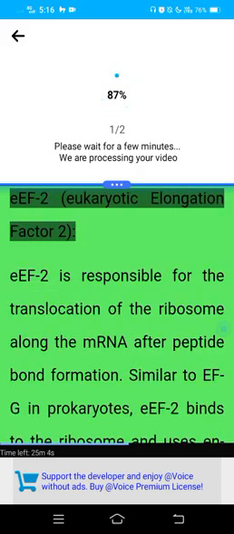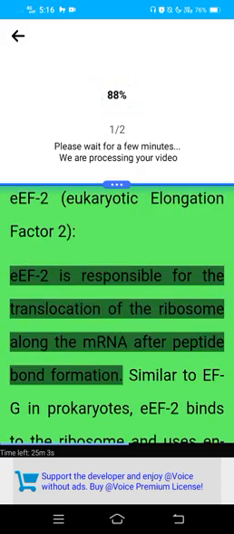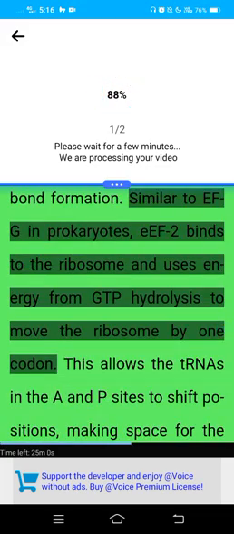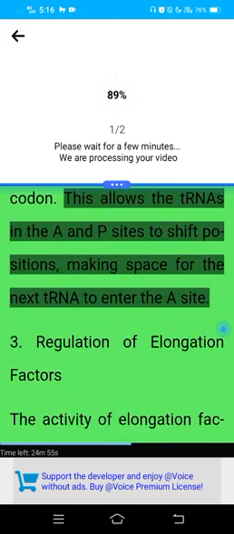EF2, eukaryotic elongation factor 2. EF2 is responsible for the translocation of the ribosome along the mRNA after peptide bond formation. Similar to EF-G in prokaryotes, EF2 binds to the ribosome and uses energy from GTP hydrolysis to move the ribosome by 1 codon. This allows the tRNAs in the A and P sites to shift positions, making space for the next tRNA to enter the A site.